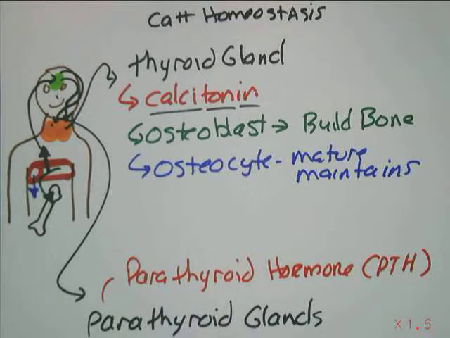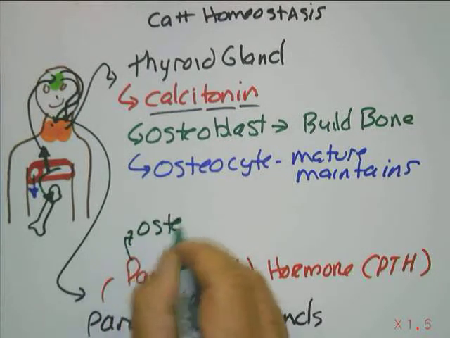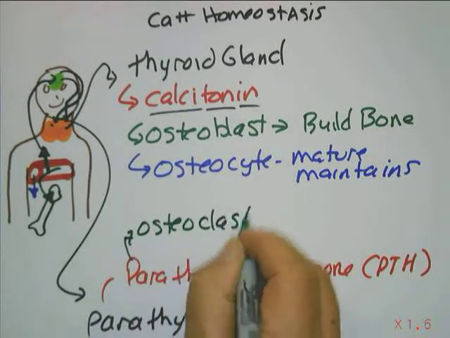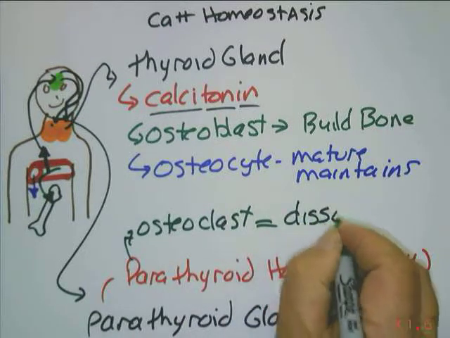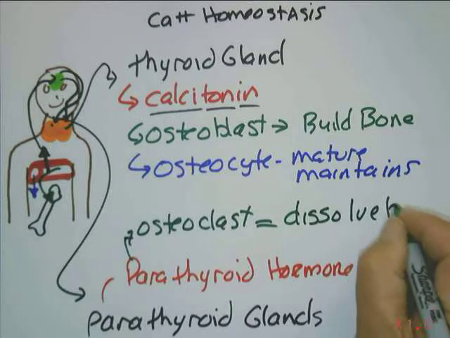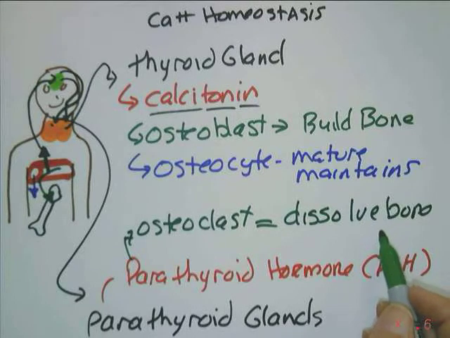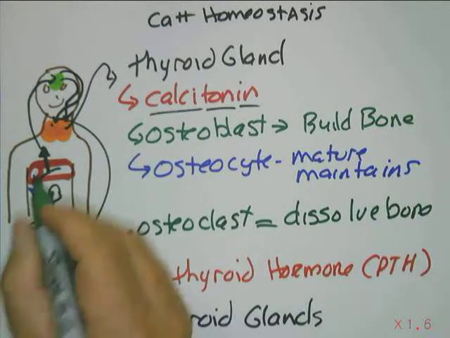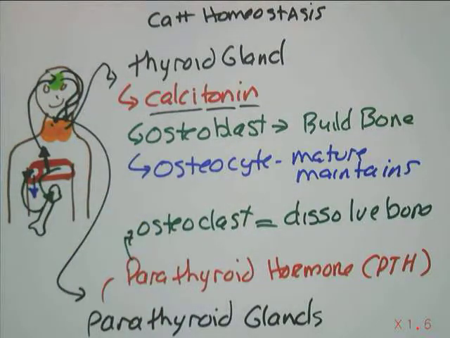The effect of the parathyroid hormone is to activate the cell called an osteoclast. Its function is to dissolve bone. Thus, if you dissolve the bone, calcium will be released. The calcium will go back into the blood supply, thus raising it back to normal levels, and homeostasis has again been achieved.